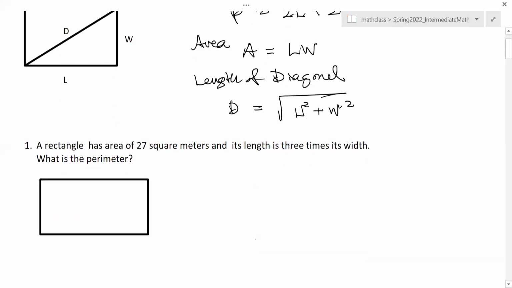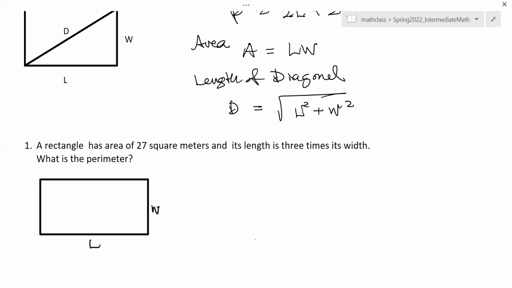All right, so let's take a look at the following problem. A rectangle has an area of 27 square meters, and the length is 3 times the width. What is the perimeter? To solve this type of problem, step 1, you draw the picture. I already drew it for you. Step 2, you mark and label it: the length denoted by L, the width denoted by W. And you write down the formulas involved in this problem.